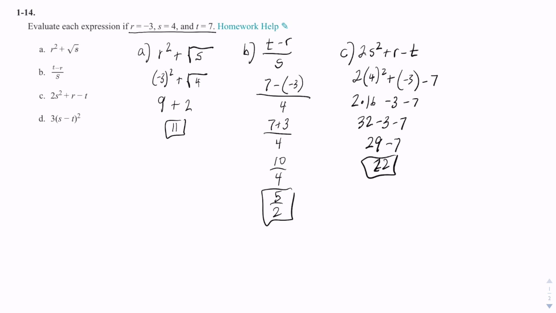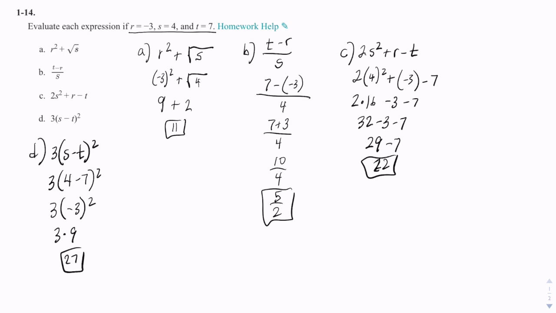For D, let me put it over here, right? Okay, D. I have 3 times S minus T, all squared. So I substitute in. S is 4. T is 7. And 4 minus 7 is -3 squared. Now, -3 squared is -3 times -3, which is +9, right? So 3 times 9 is 27.